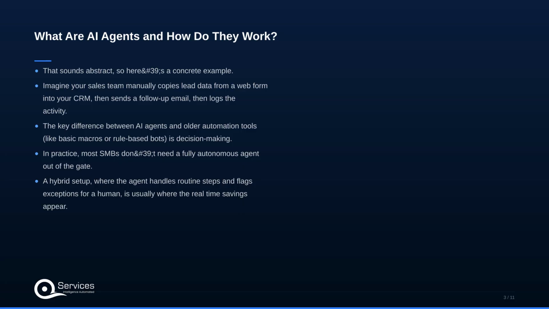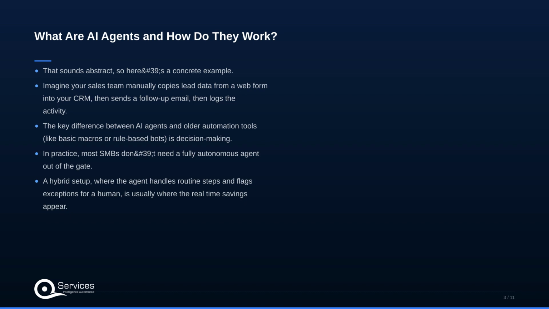What are AI agents and how do they work? An AI agent is software that can perceive its environment, make decisions, and take actions to complete a goal, without waiting for a human to approve each step. That sounds abstract, so here's a concrete example.